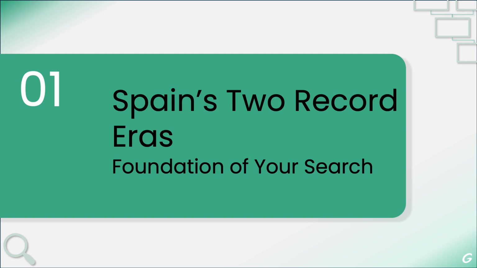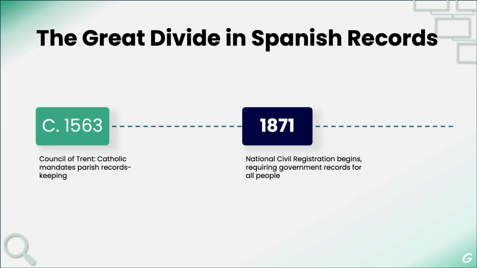Now, if you only take one thing away from this whole explainer, please let it be this. This is the foundation of your entire search. See, Spanish genealogy is really split into two completely different periods, and it all comes down to two specific dates. And here they are. These two dates create what I call the Great Divide in your research. You've got 1563, when the Catholic Church started requiring parishes to keep records. That's the dawn of everything. Then, boom, January 1st, 1871, the government steps in with its own system.